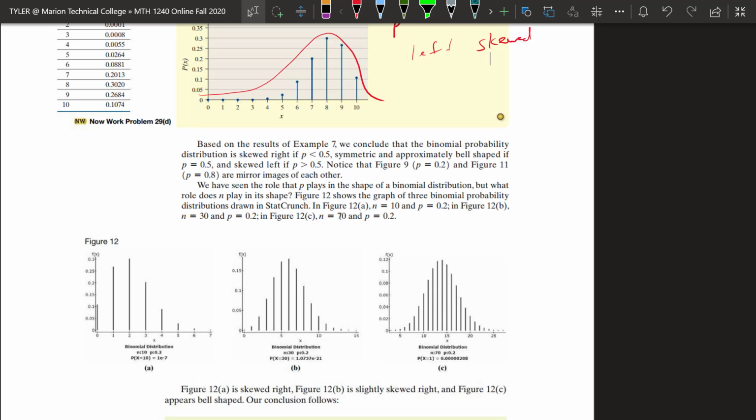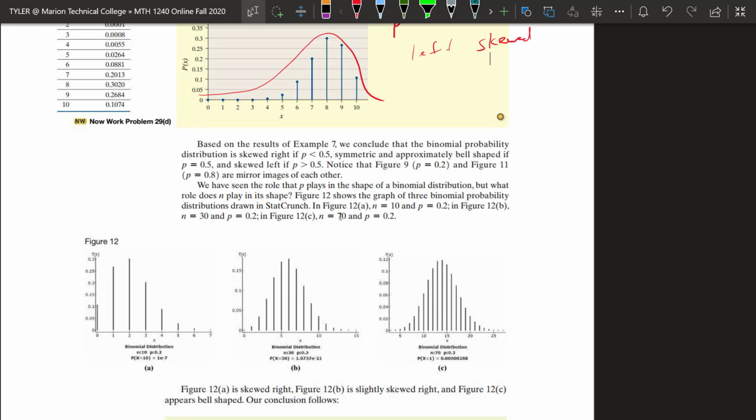So we have seen the role that p plays in the shape of the binomial distribution, but what role does n play? In this case, we left n the same and changed the p values, and that impacted the shape. But we want to think about what role n plays. Figure 12 shows the graph of 3 binomial probability distributions drawn in StatCrunch.